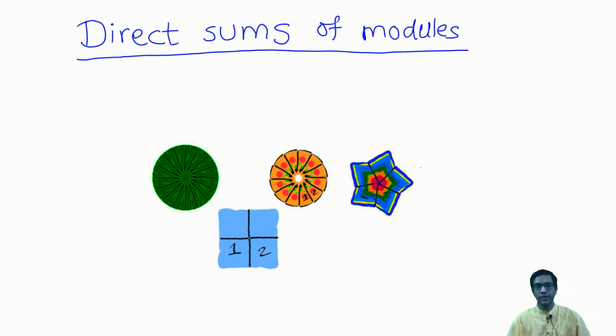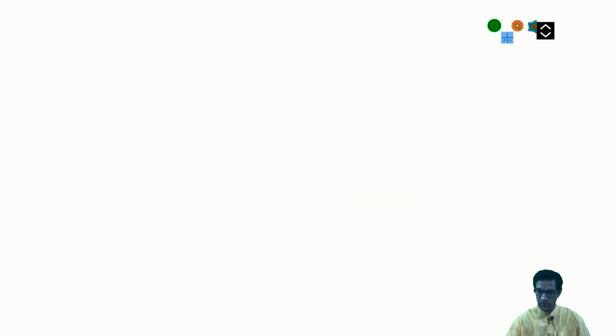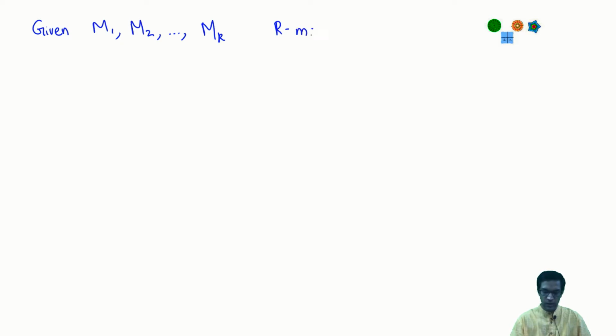Let's start talking about direct sums of modules. Given, for now, a finite collection M1, M2, up to Mk, let's assume they're all R modules for some ring R, not necessarily commutative. We define a module M called their direct sum as follows.